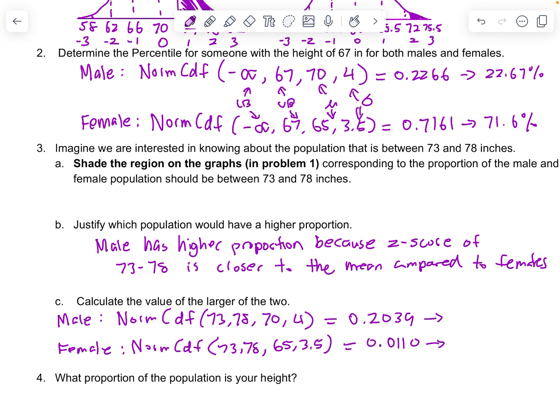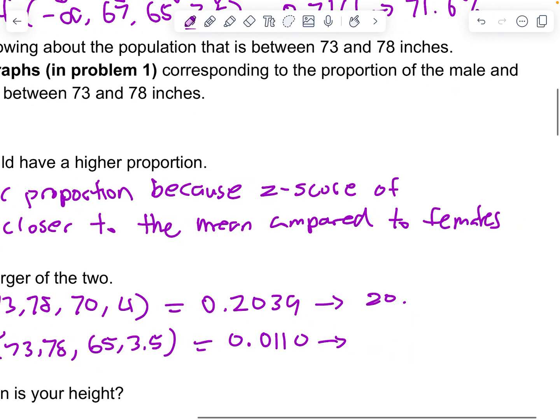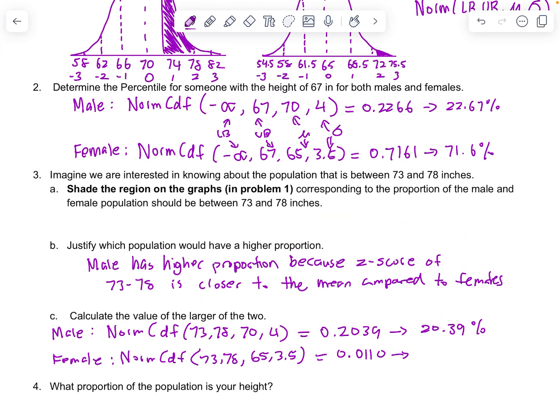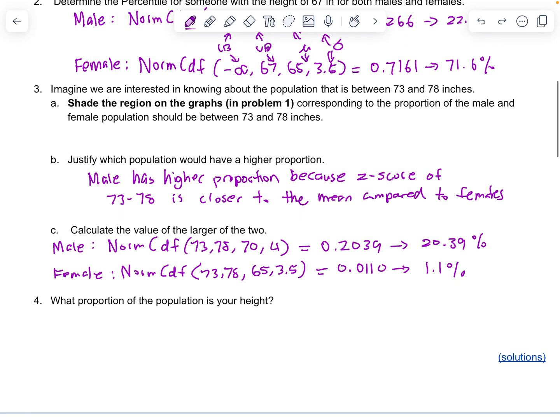So contextually, what this means is that around 20% of the male population have a height between 73 and 78 inches. For females, on the other hand, that's only like 1.1%, which is very low. So that means that for males, the proportion is way bigger than the females. And then the fourth question, it is an open-ended question, so we don't need to do that.